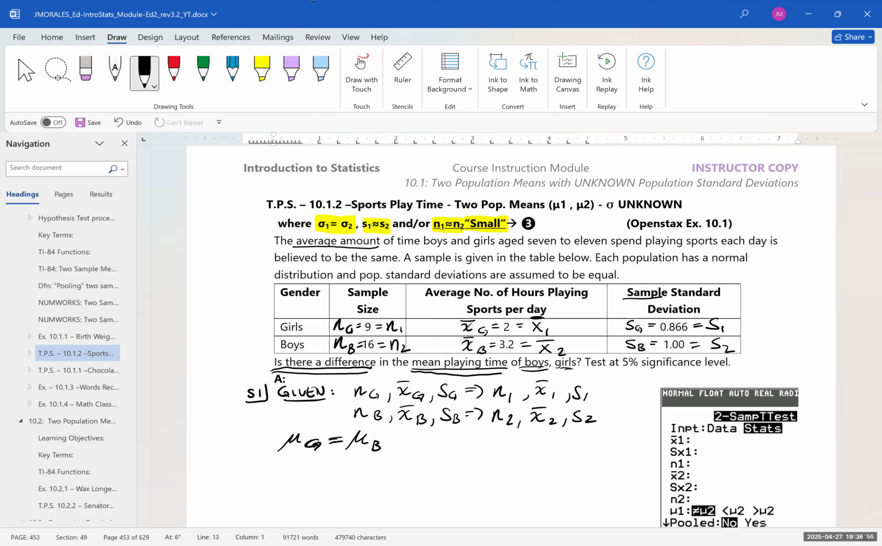Okay, so this is going to be our original claim. Now, we do get a significance level of 5%, which means we're going to have a confidence level. Let me put this actually down here.